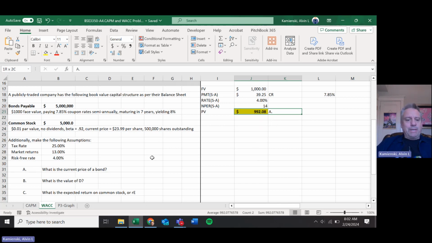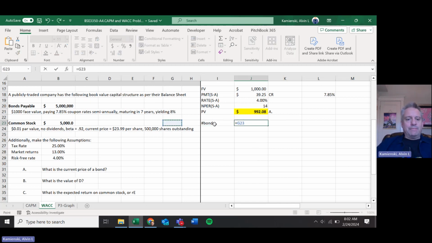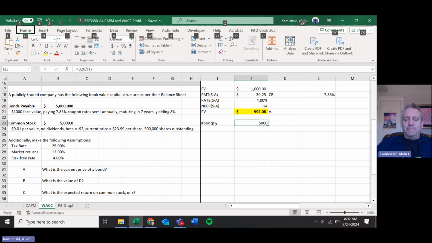Now, if we want to get to B, though, what is the value of all the debt? Well, 5,000 is the book value of all the debt. But when you take into account the pricing, the market value is going to be a little bit different. So the first thing that we need to know is the number of bonds. Well, if you have $5 million worth of bonds, each with a face value of $1,000, what that tells you is that you actually have 5,000 bonds out there outstanding.